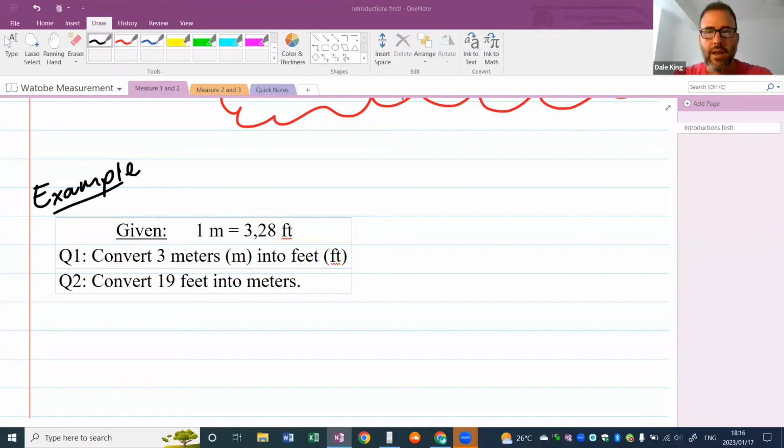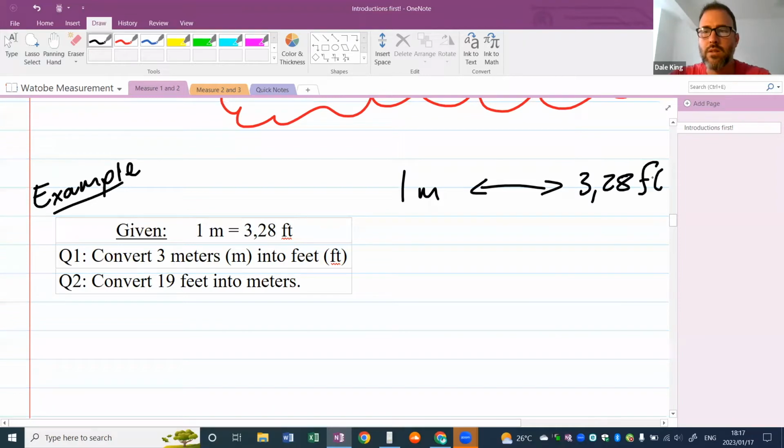Okay. Now, another way to think of it is like this. There's a relationship between the meters and the feet. When I say the word relationship, we can often use the word ratio to explain that relationship. But let's not even get that fancy. Let's just say 1 meter has a relationship with 3,28 feet. All right, so that's the relationship. When you have 1 meter, you always have 3,28 feet.